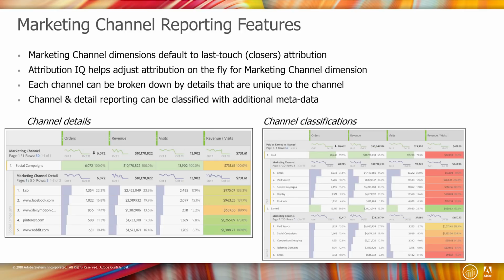A few of those reporting features that are built into marketing channels include dimensions that default to last touch or closers when it comes to attribution, but can be expanded using Attribution IQ to help adjust attribution on the fly for your marketing channel dimensions as well. Each channel can be broken down by details that are specific and unique to that channel, or even bubbled up a level using classifications in order to apply additional metadata, like you see in the screenshot on the right, where we've bubbled the two different types of marketing channels between paid, earned, and then if we had a longer screenshot, you'd also see owned as well.